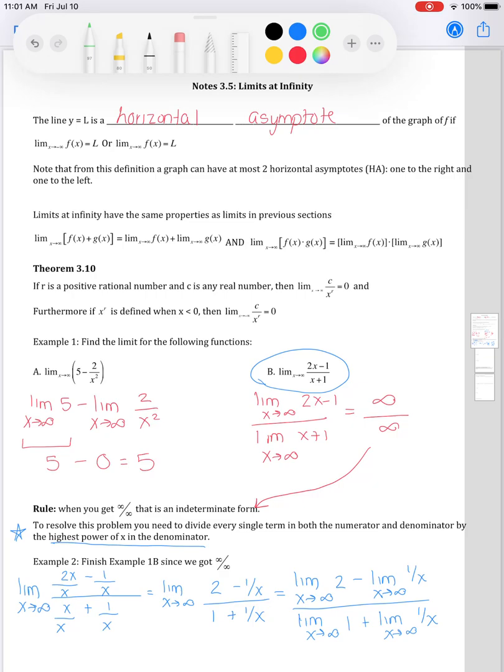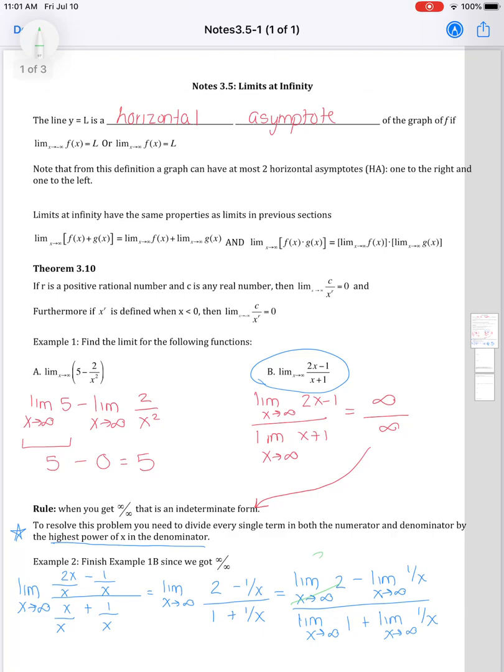All right, so if we look at all our values here, the limit of the first term is a constant, so that equals 2. The limit of 1 over x, well, that's a number over a variable, so that's 0. In the denominator, the limit as x approaches infinity of 1 is a constant, so that's 1. And the limit as x approaches infinity of 1 over x, again a number over a variable, is 0. So you end up with 2 over 1, which is equal to a final answer of 2.